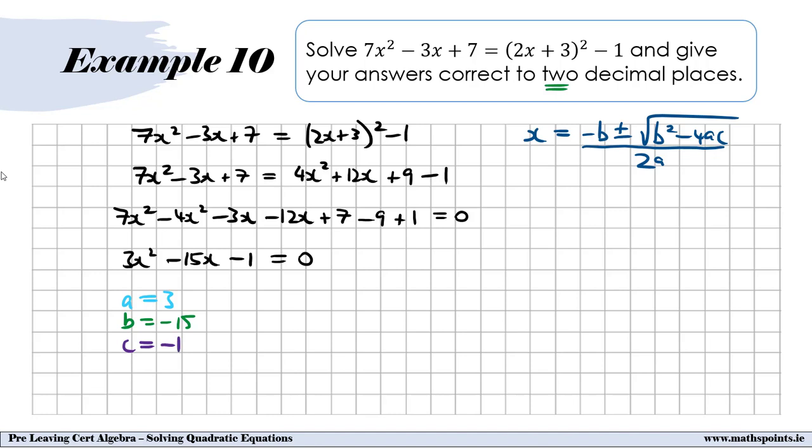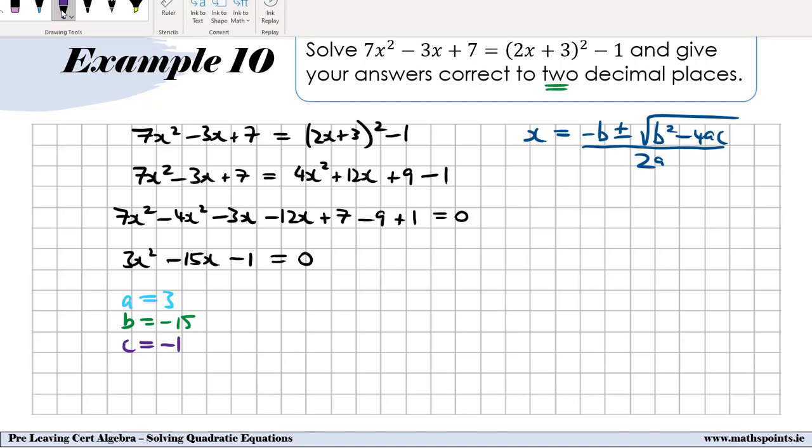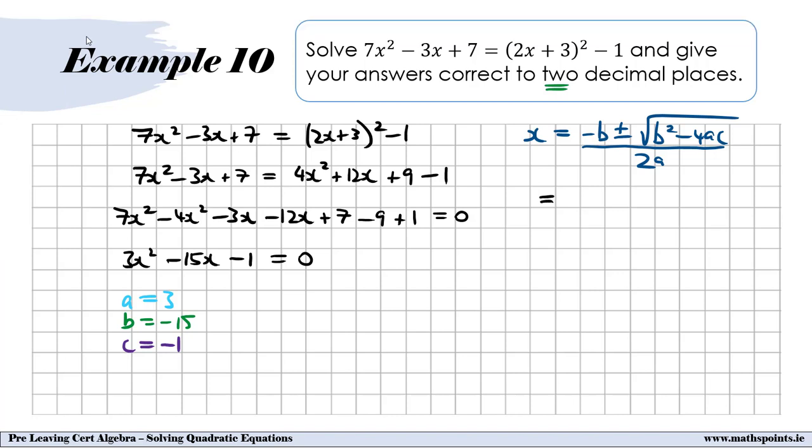So we're going to substitute these values of a, b, and c into our quadratic formula over here on the right hand side. So we have x is equal to minus b, which is minus 15, plus or minus the square root of b squared, which is minus 15 squared. Again, be very careful to put that inside a bracket. Minus 4 times a, which is 3, times c, which is minus 1. And that's all over 2 times 3.